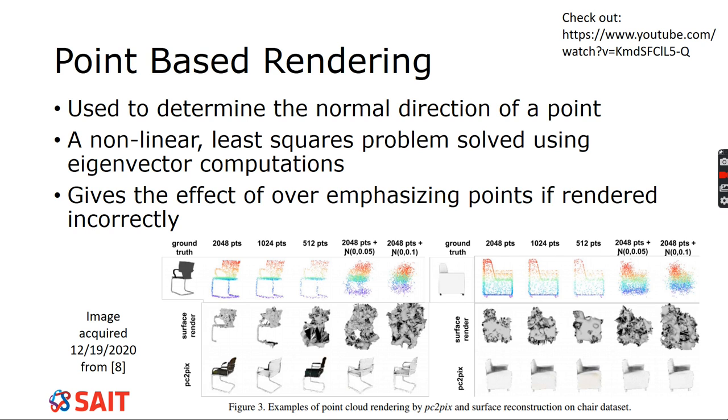So rendering is used to determine the normal direction of a point. Going back to that normal direction, which is the perpendicular direction from the tangent to a surface, this is how we identify how it's going to be rendered. Rendering is how many points we're showing at once, and how the computer chooses which point to render and which one to show. And that normal direction is what is important to it.